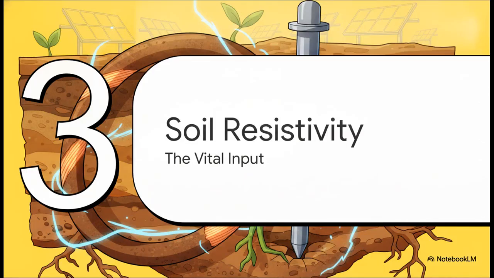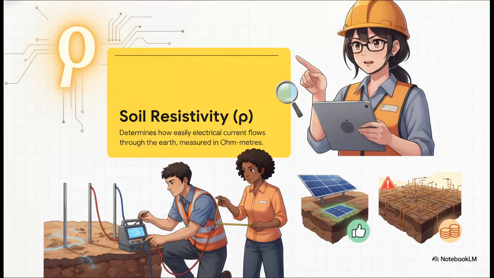Section 3, soil resistivity, the vital input. Okay, every calculation you do, every single piece of copper you size, it all depends entirely on this one critical environmental variable, the soil itself. We represent this with the Greek letter rho, and I seriously cannot stress this enough, especially to the junior designers out there. Never, ever guess this value.